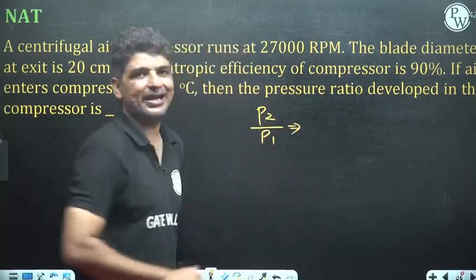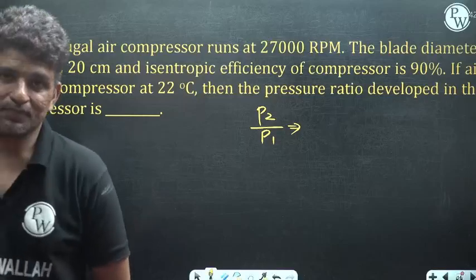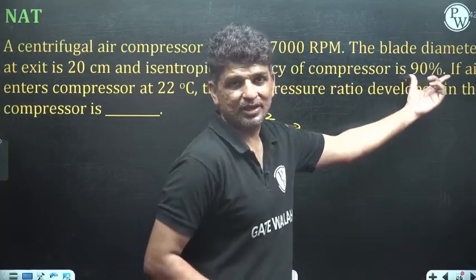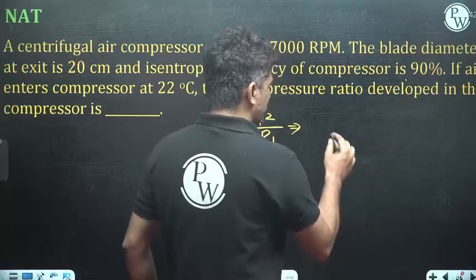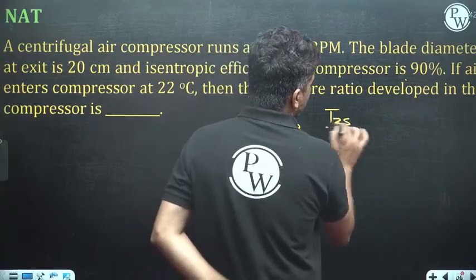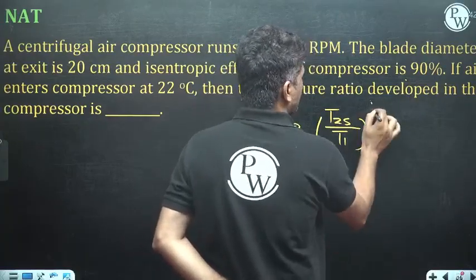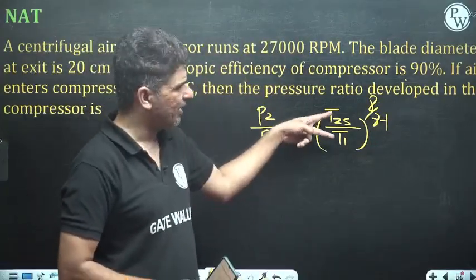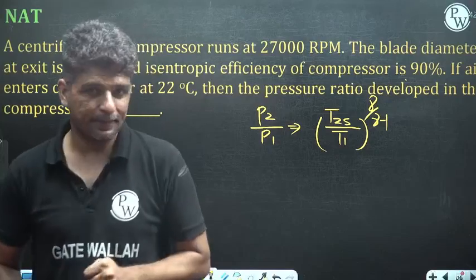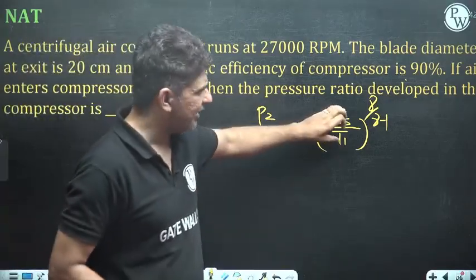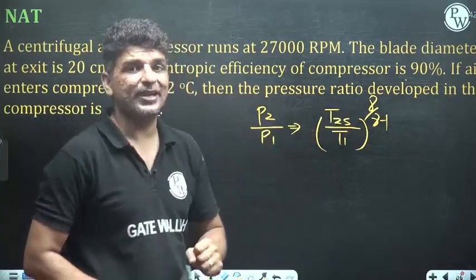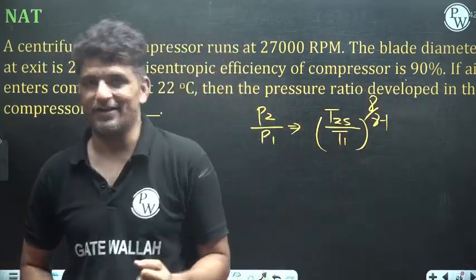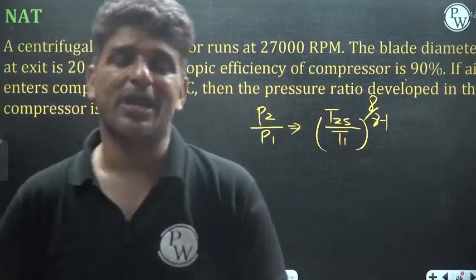And we know that we can calculate P2 by P1 from what? You see that he has given you isentropic efficiency of the compressor. So then you have to calculate T2S by T1 to the power gamma over gamma minus 1. So the pressure ratio can be calculated from T2S by T1. How do you calculate T2S by T1? Since he has given you isentropic efficiency, first you have to calculate T2 by T1. And how do you calculate T2 by T1?